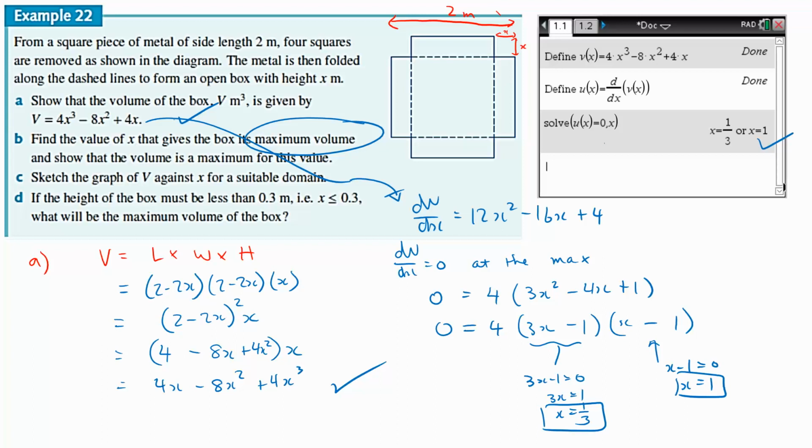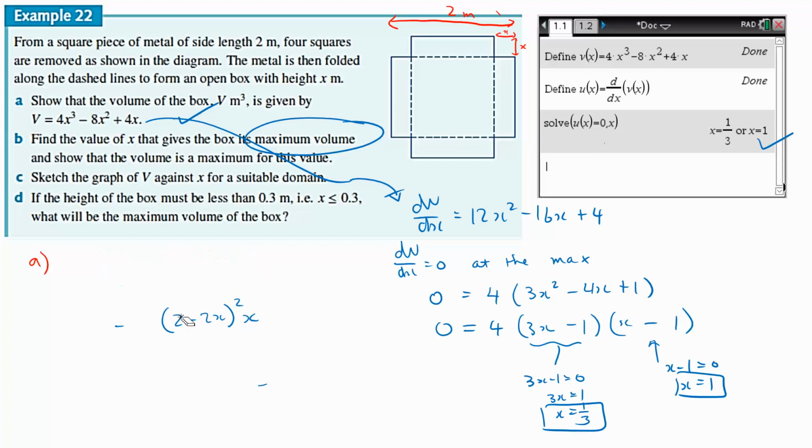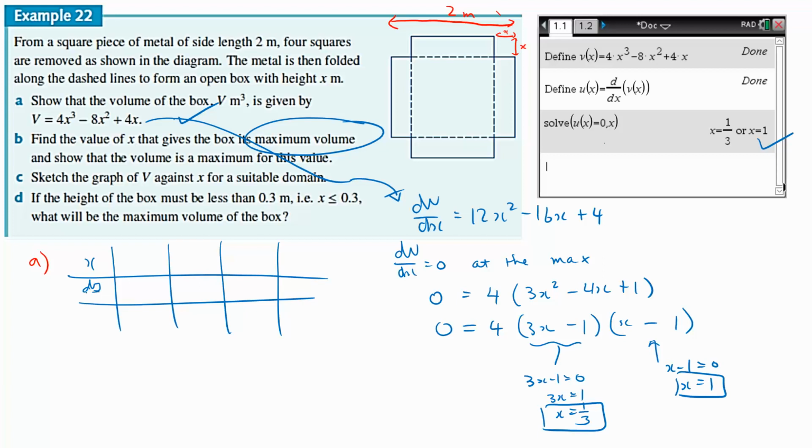Yeah, sign diagram. So here we go. Let's do a sign diagram. I'm just going to rub this one out so that we have space. We've got x and dy/dx. Now at 1/3, you knew the derivative is 0, and you also got at 1, the derivative is 0.